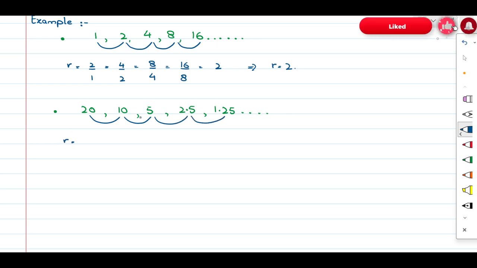Okay, so 20 and 10, this is 10 by 20, which is 1 by 2. Or 5 over 10 is again 1 by 2. 5 times 1 is 5, 5 times 2 is 10. 2.5 divided by 5, this is also 1 by 2. And 1.25 divided by 2.5, this is also 1 by 2. So everything is 1 by 2. So the common ratio is 1 by 2.